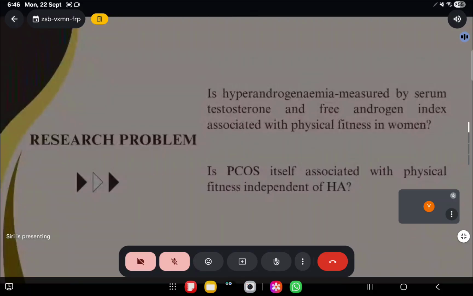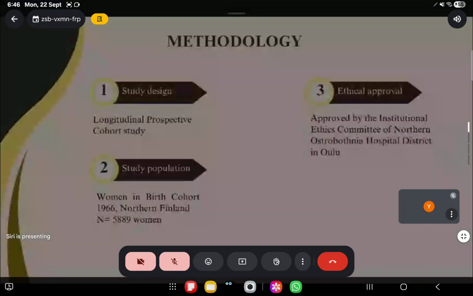And the second question that they posed was, is polycystic ovary syndrome itself associated with physical fitness independently of hyperandrogenemia? To answer this, the outcomes tested were cardiorespiratory fitness and muscle strength, or the grip strength.